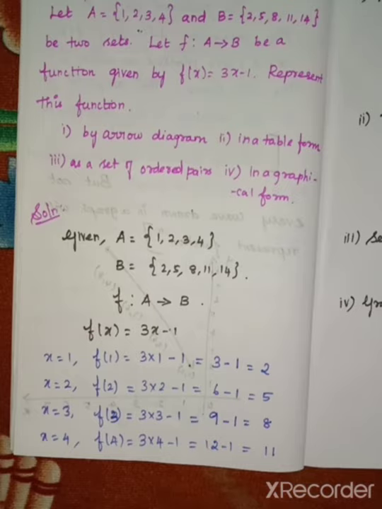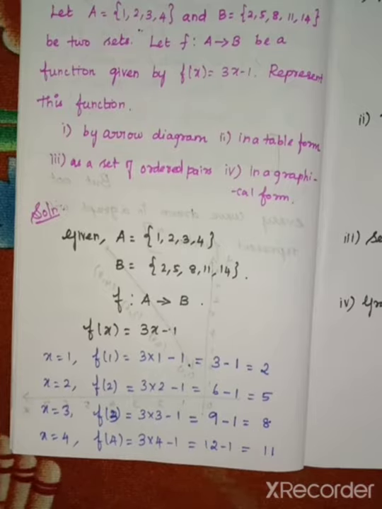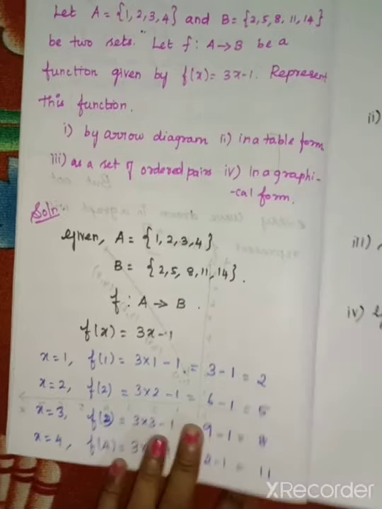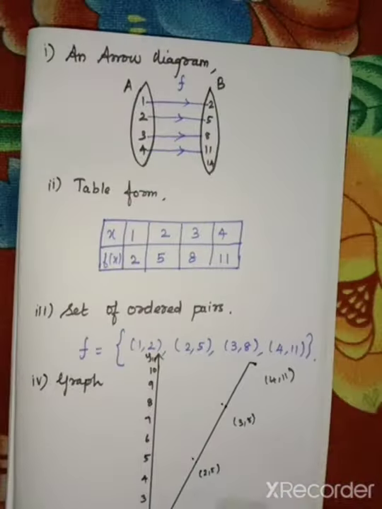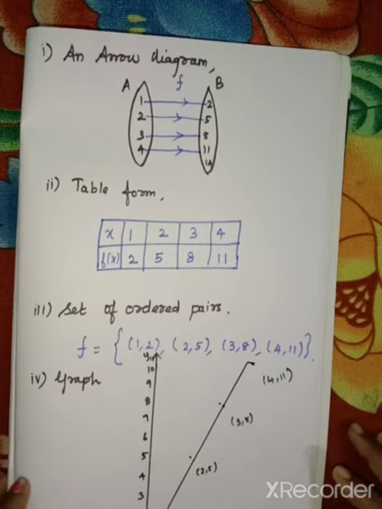So you have to check with the function, and then you have to draw that arrow diagram, table, then set of ordered pairs, which we already know.